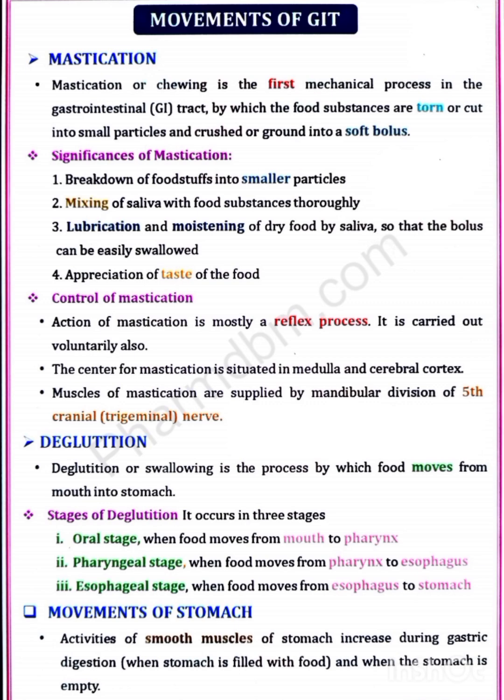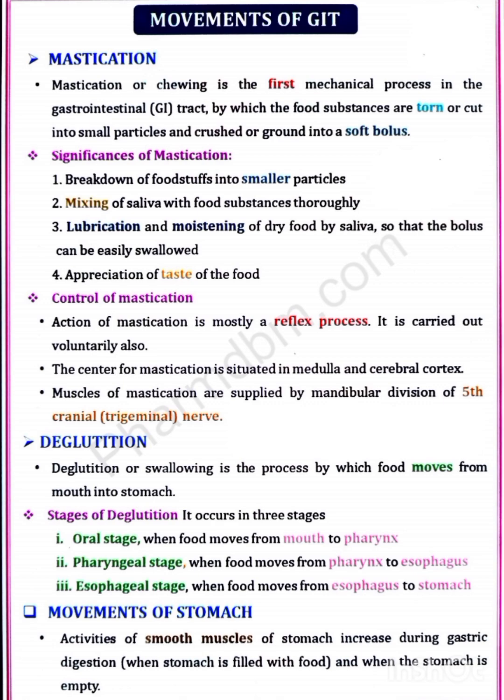First one, mastication. Mastication or chewing is the first mechanical process in the gastrointestinal tract by which the food substances are torn or cut into small particles and crushed or ground into a soft bolus. Significances of mastication. First one, breakdown of foodstuffs into smaller particles. Second, mixing of saliva with food substances thoroughly. Third, lubrication and moistening of dry food by saliva so that the bolus can be easily swallowed. Fourth one, appreciation of the taste of the food.